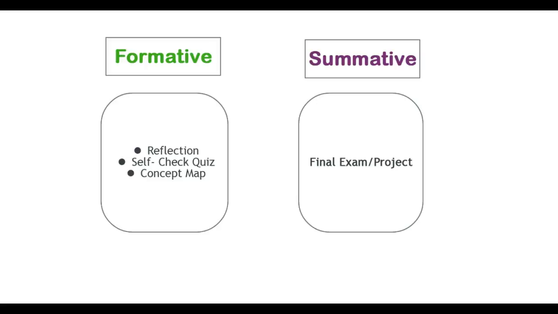Let's review assessment types. So the final exam is a summative assessment, which allows the instructor to make a judgment on the student's learning at the end of a course. However, there's another form of assessment. Formative assessment, such as reflection, self-check quizzes, or concept maps, can be used during the instruction, so both the student and the instructor can assess how they're doing in progression towards the outcome.